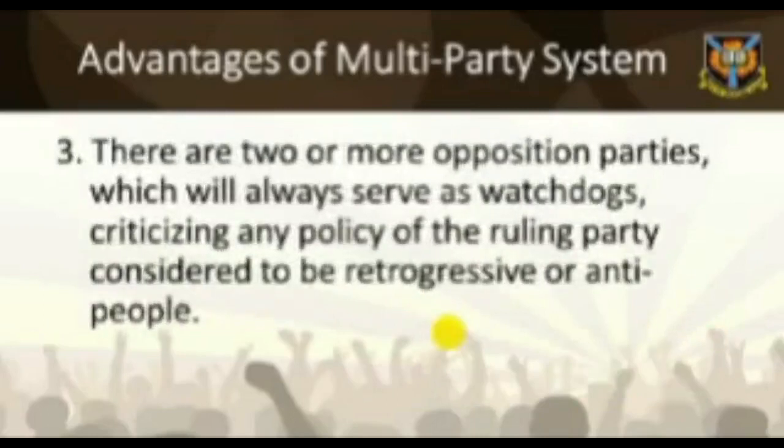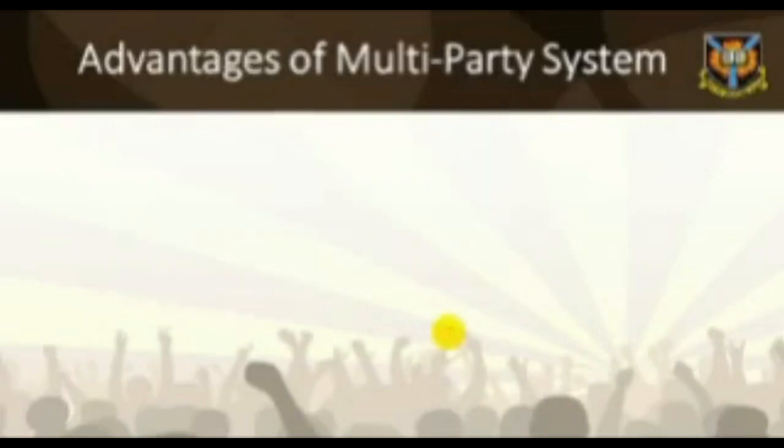3. There are 2 or more opposition parties which will always serve as watchdogs, criticizing any policy of the ruling party considered to be retrogressive or anti-people.